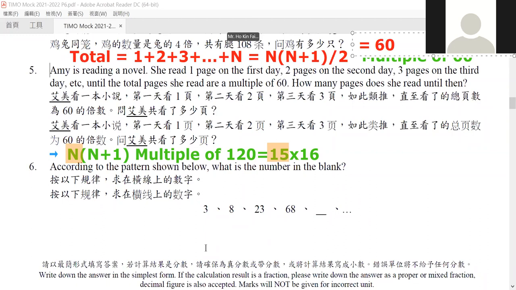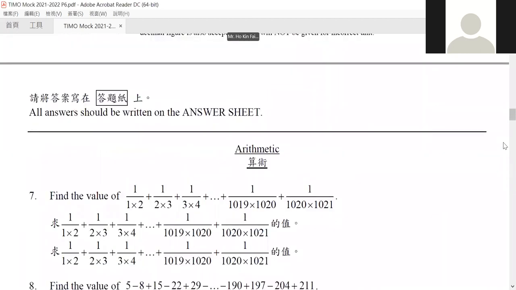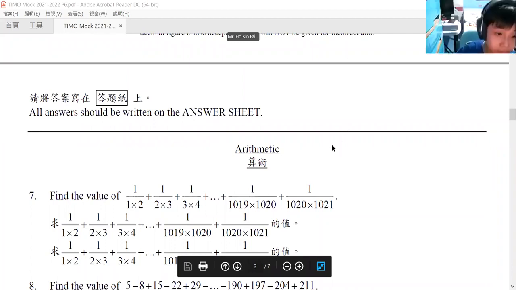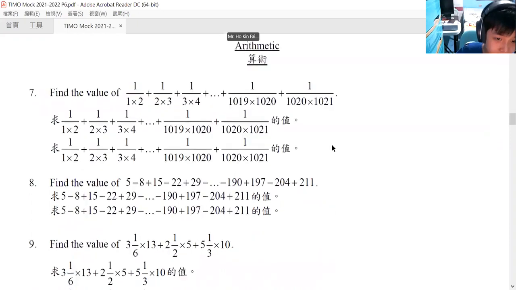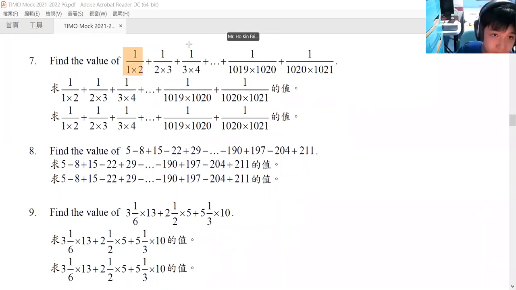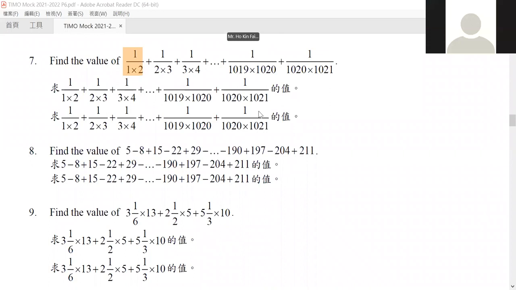Okay, so let's go to the next section, which is our arithmetic. We want to calculate all these numbers. Find the value of the sum. Now, if you have any question, you may ask it later at the end of this section. Okay, find the value of the sum.